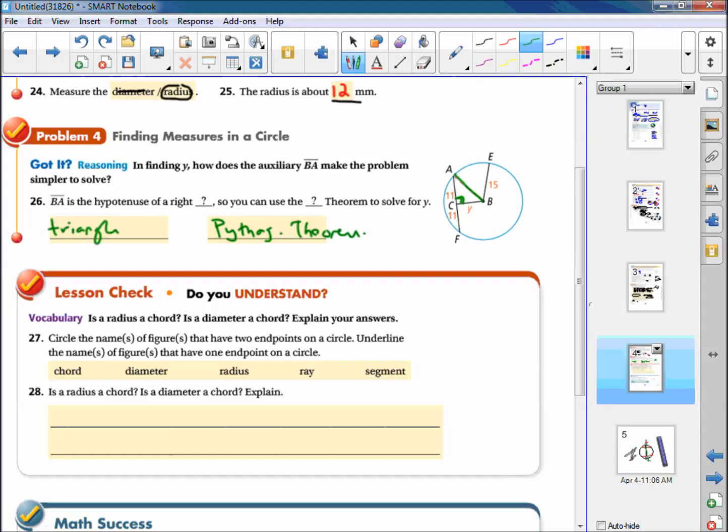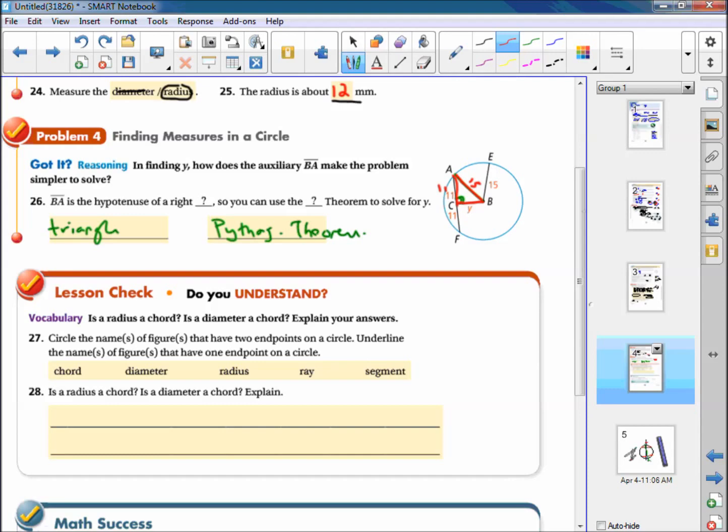All right, so we know 11 in this triangle right here. This right triangle, we're missing y, but we know that this radius is also 15 right here. So we can find the measure of that missing side of our right triangle.